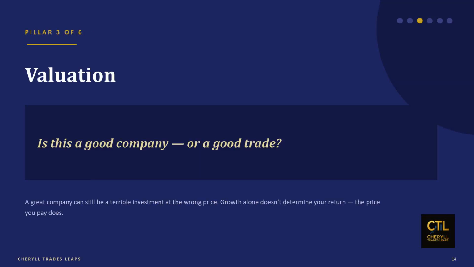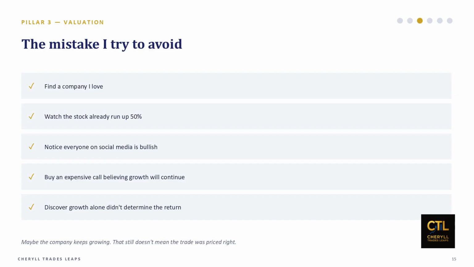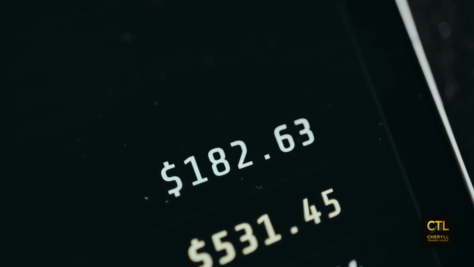Pillar 3, valuation. A great company can still be a terrible investment at the wrong price. This is one of the biggest mistakes people make with LEAPS. They find a company they love. The stock has already gone up 50%. Everybody on social media is bullish. Then they buy an expensive call because they believe the company will keep growing. Maybe it will, but growth alone doesn't determine your return. The price you pay matters.